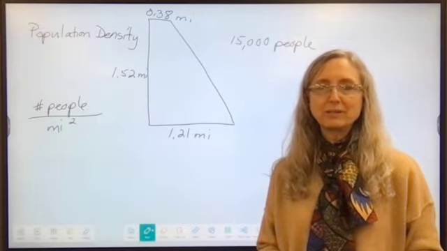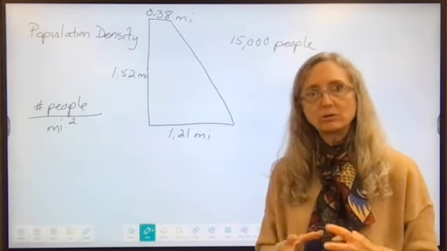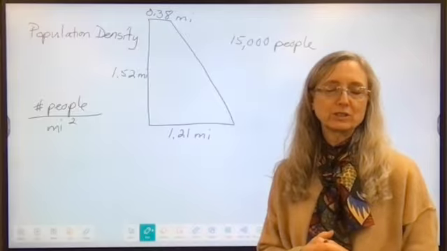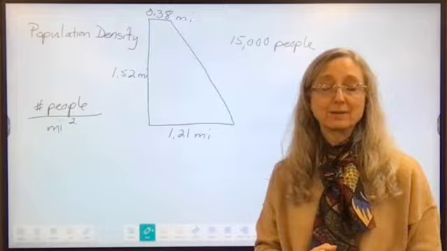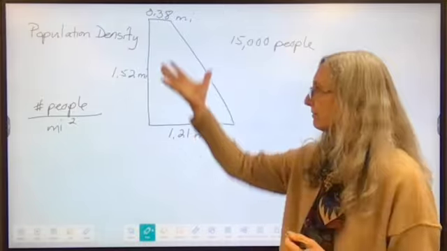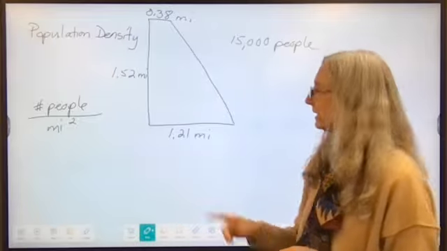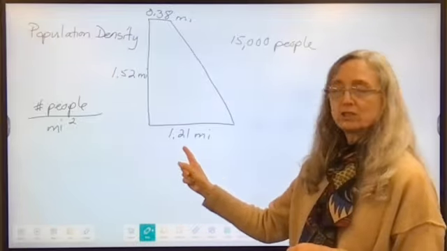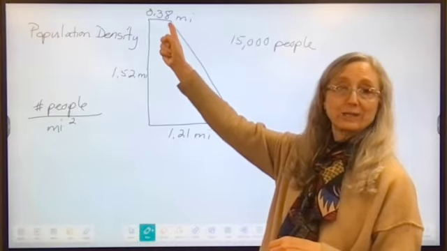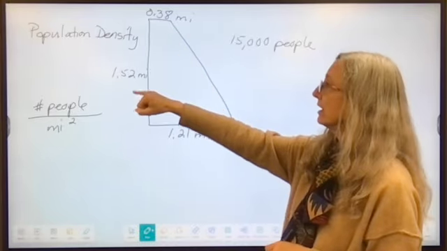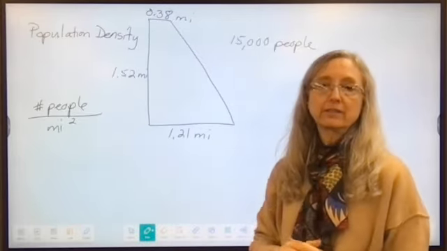This next problem involves population density. Population density is how closely packed people are in one specific area. Let's say I overlaid this trapezoid over a map, and I know that about 15,000 people live in this small section of the city. This part of the trapezoid is 1.21 miles long. This is 0.38 miles long, and it's about a little over 1.5 miles high this way.